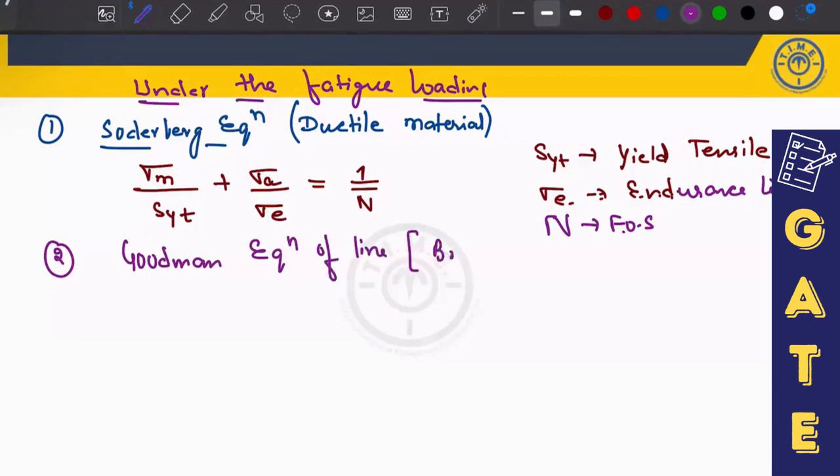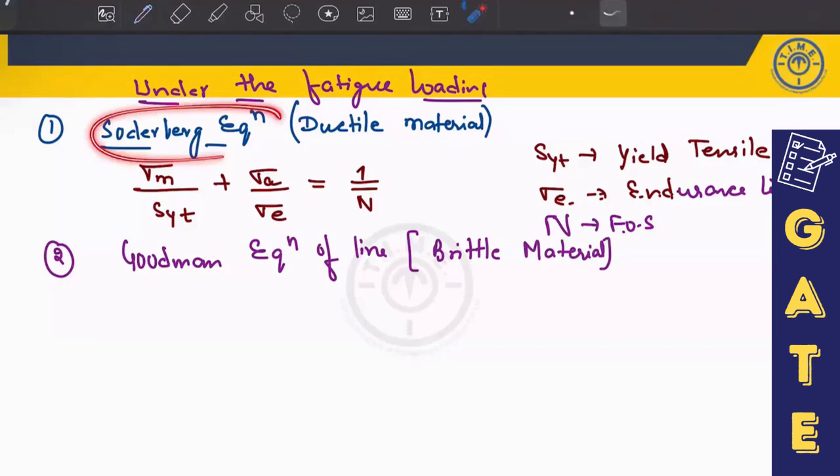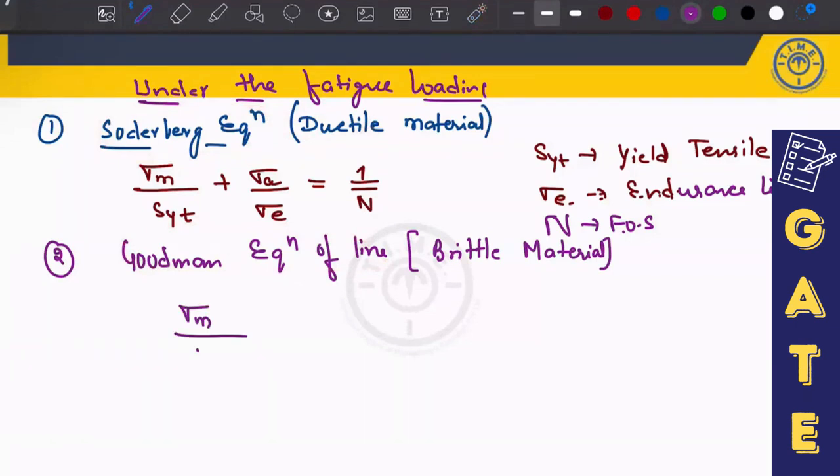Goodman equation of line, which is for the brittle material. Sometimes they mention it as a ductile material and brittle material. So you have to remember the Soderberg is for ductile and Goodman for the brittle. If you are taking brittle material, the mean stress divided by which strength will come? Ultimate tensile strength, because there is no yield point in the case of brittle material, plus sigma A divided by endurance limit is equal to 1.